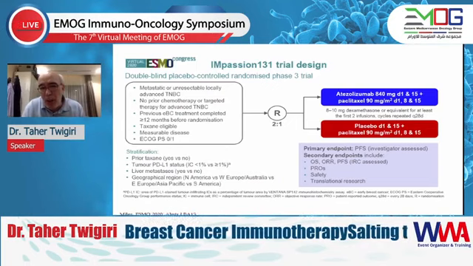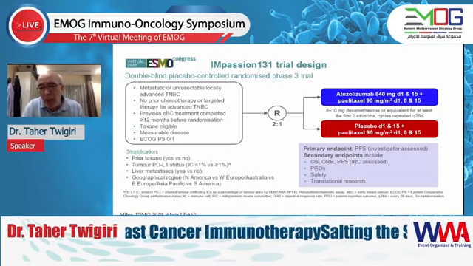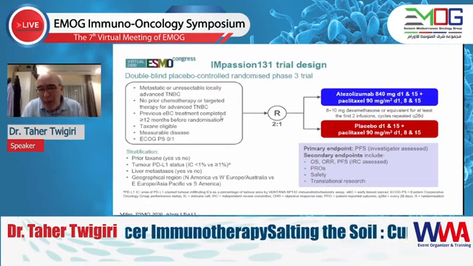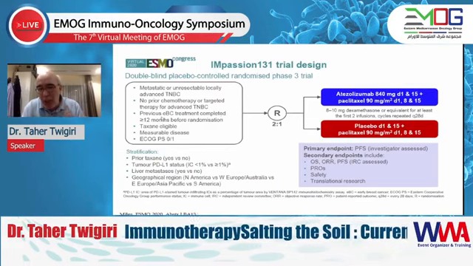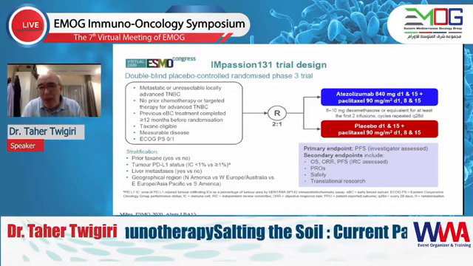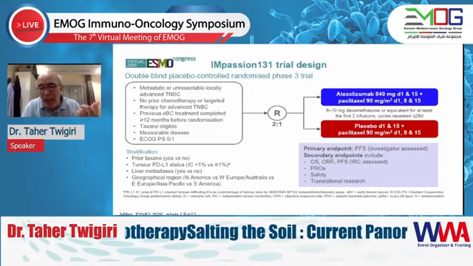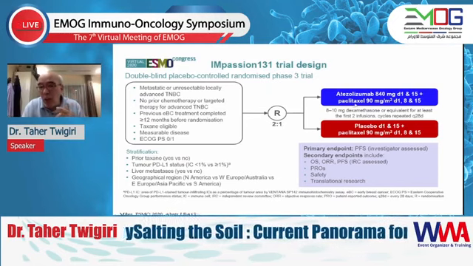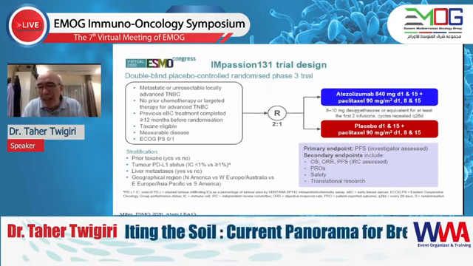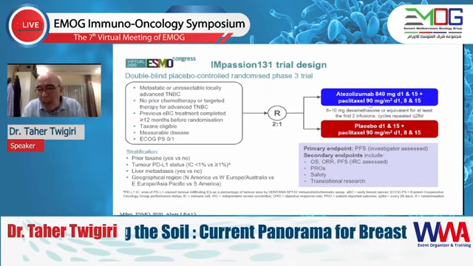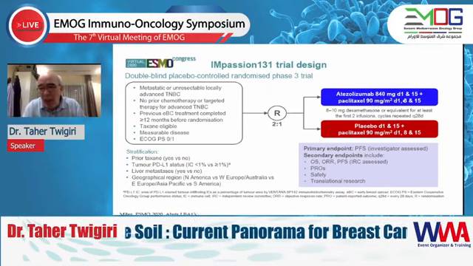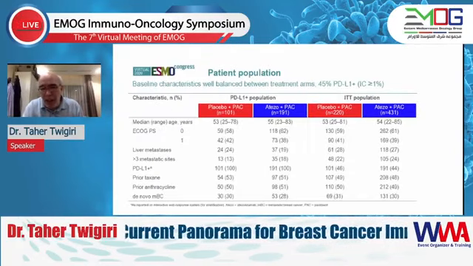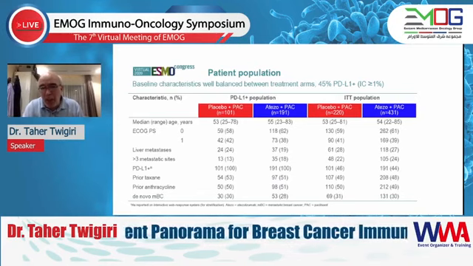Now, the IMpassion131, I am not going to spend a lot of time, and again, we need to think about it. It is the same application, triple negative, first line, no prior chemotherapy. You have somebody given adjuvant, neoadjuvant more than 12 months, and then atezo, but this is paclitaxel, placebo paclitaxel. The dose of paclitaxel is right, with day 1, 8, and 15. And then this is the PD-L1 positive patient, intention to treat.